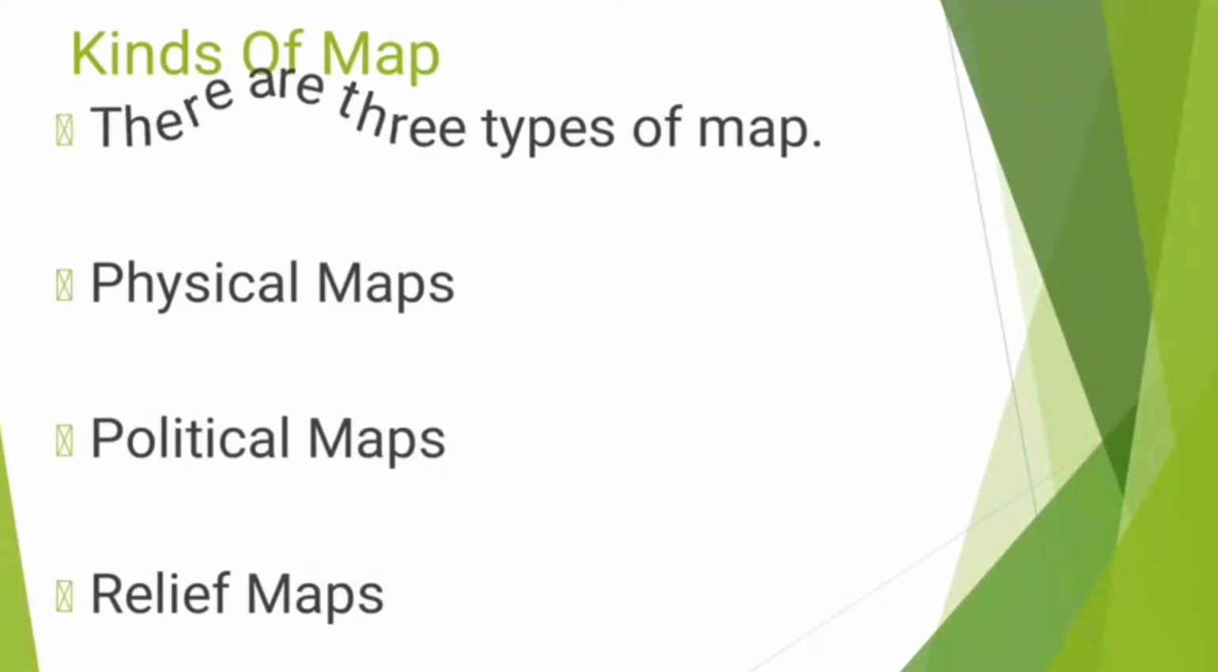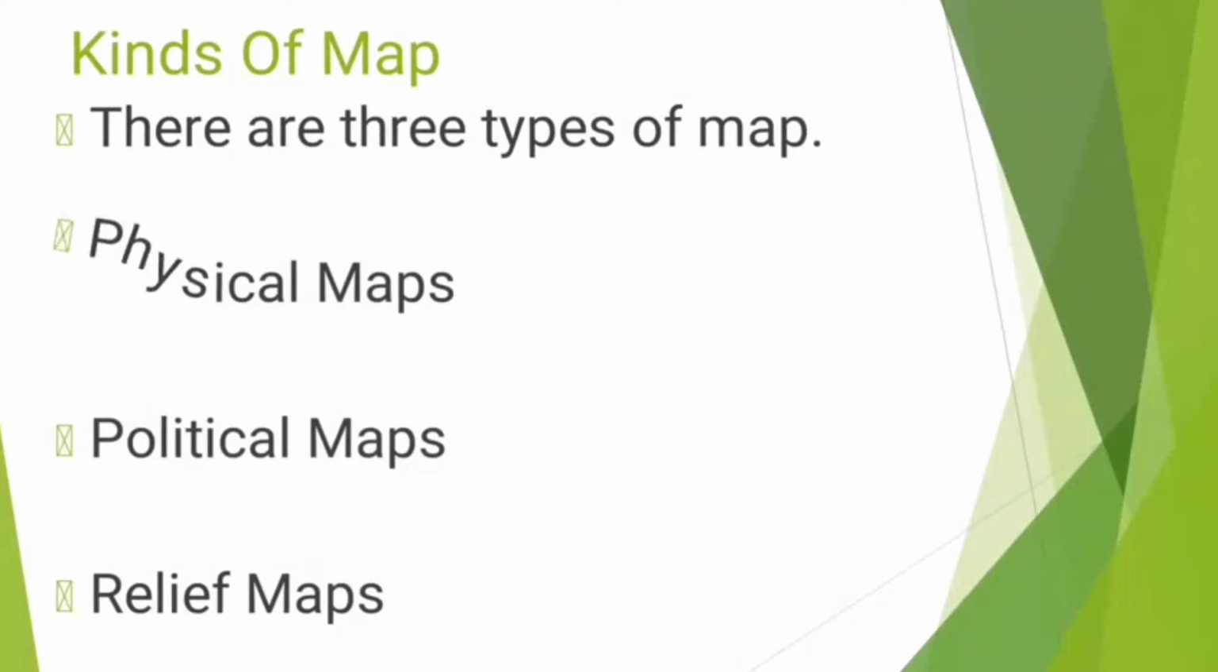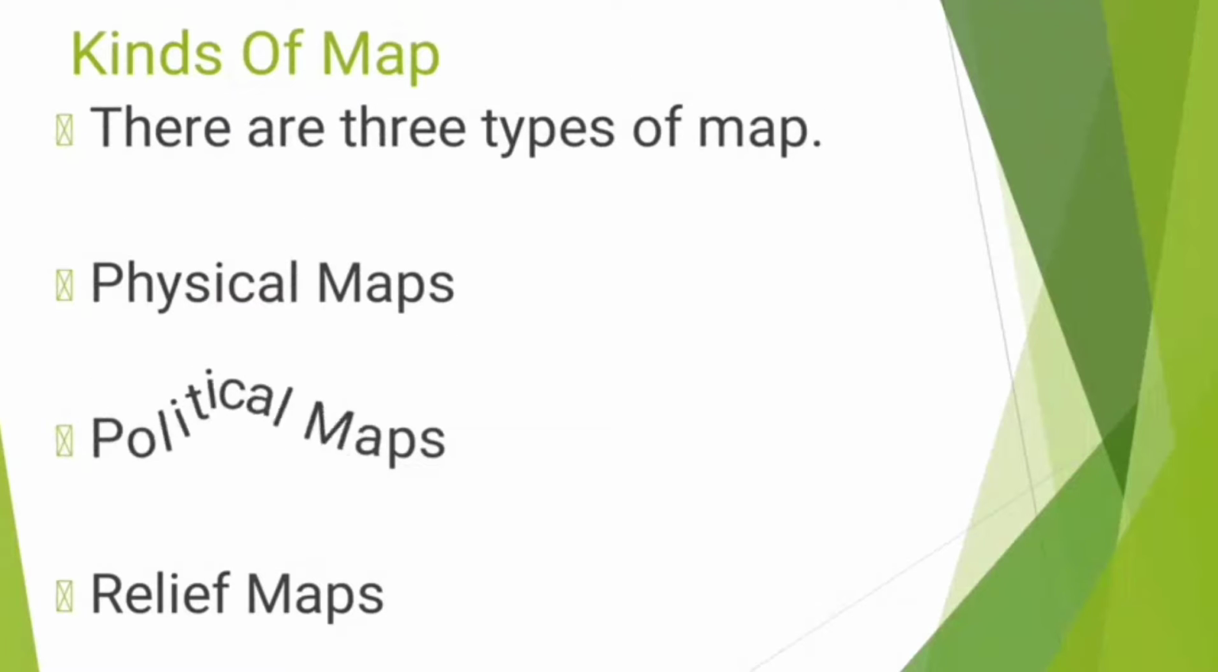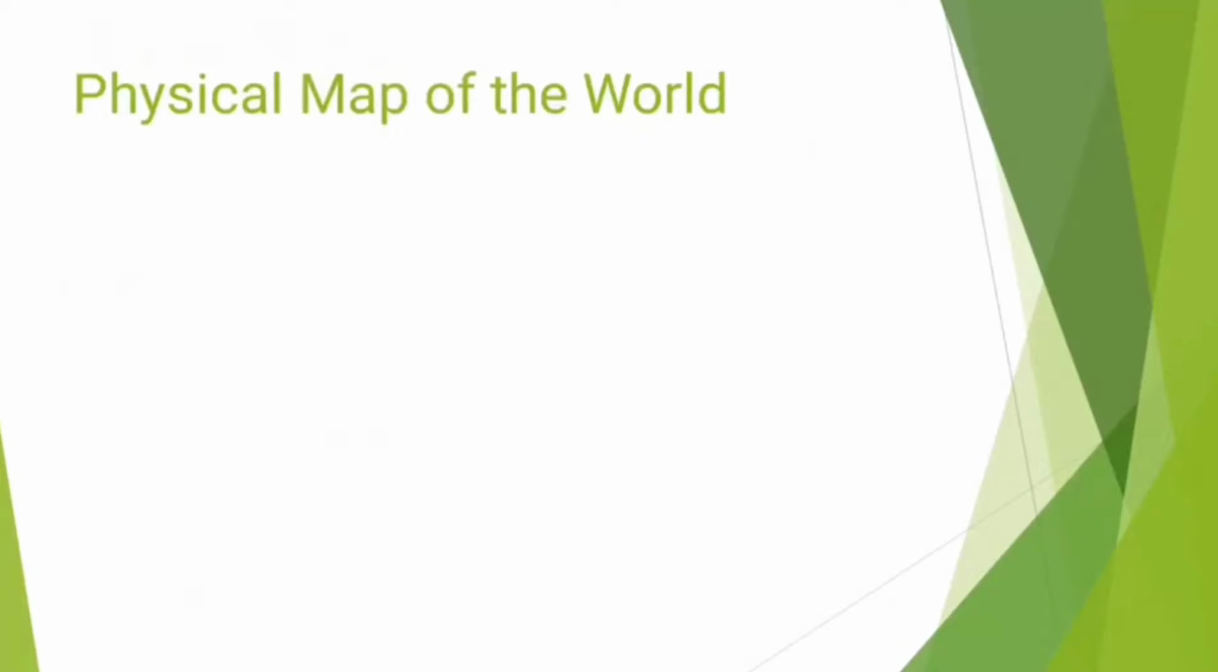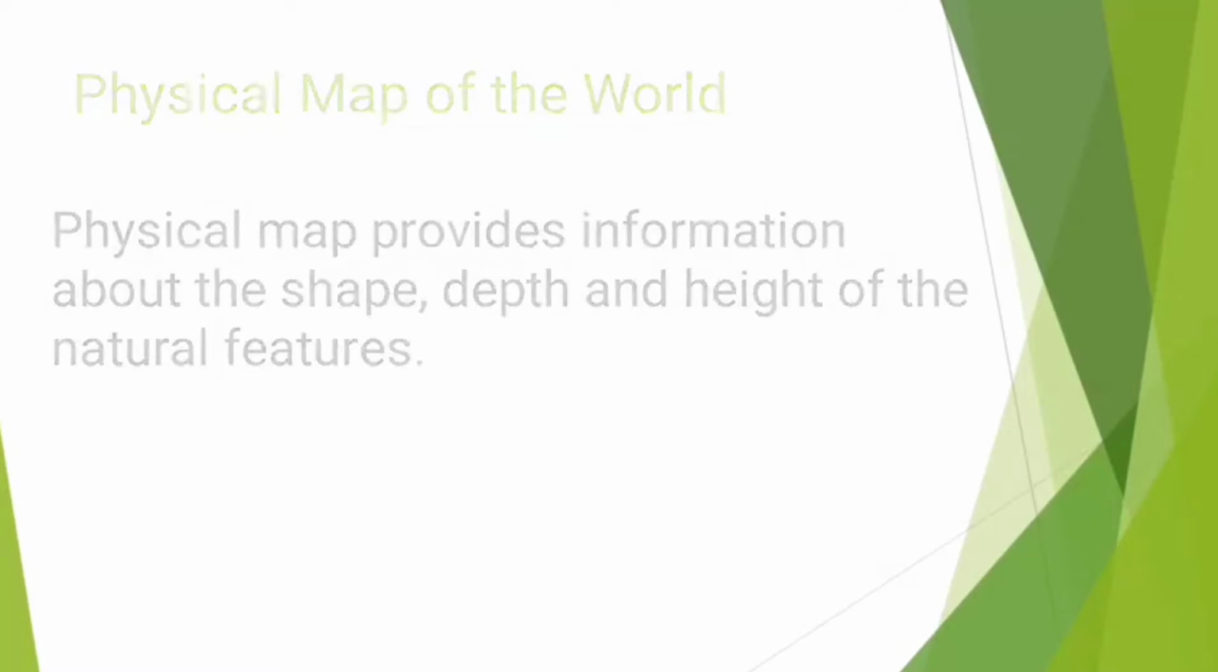Students, there are three types of maps. First one is physical maps. Second one, political maps, and third one, relief maps. Okay students, it's time to study in detail about the kinds of maps. First one is physical map.